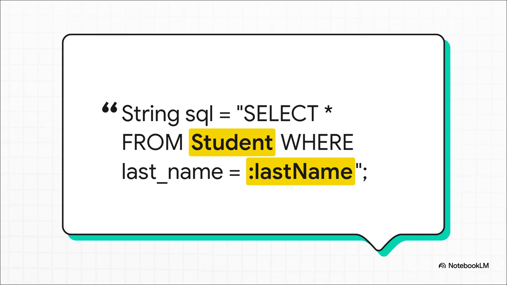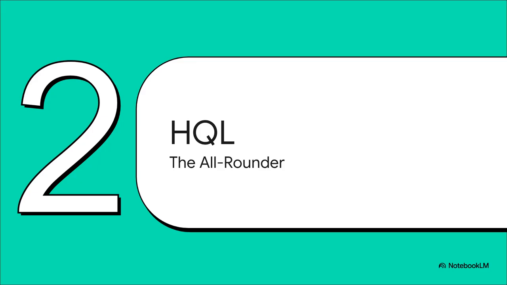Simple as that. And here you can see exactly what we mean. This code is pure SQL. It's referencing the student database table and its last name column directly. Hibernate takes that raw string, executes it, and then does the handiwork of mapping the results back into your Java student objects. Okay, let's move to our next tool.